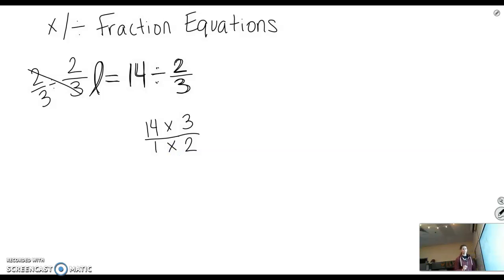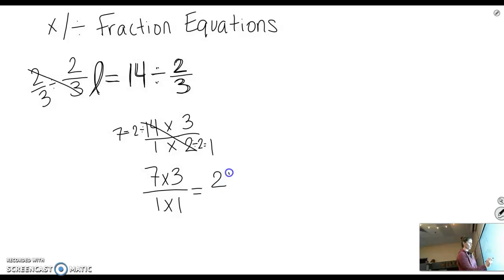So at this stage, I want to check and make sure that I can't simplify anything. Well, I have 14 and 2. Those are both divisible by 2. So this becomes a 1, and this becomes a 7. So now I have 7 times 3 over 1 times 1. Okay? And then I just do my multiplication. I have 7 times 3 equals 21 over 1, which is the same thing as 21.